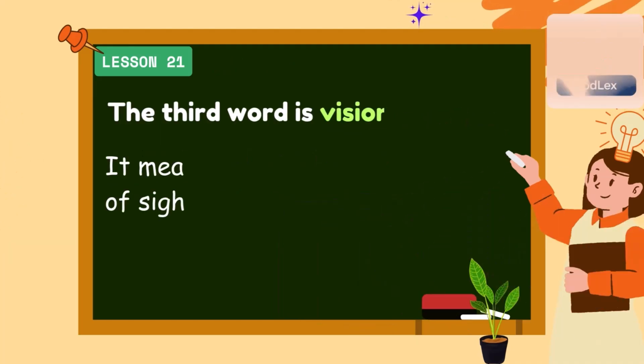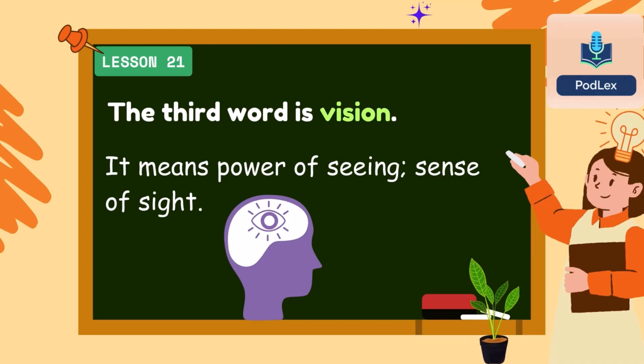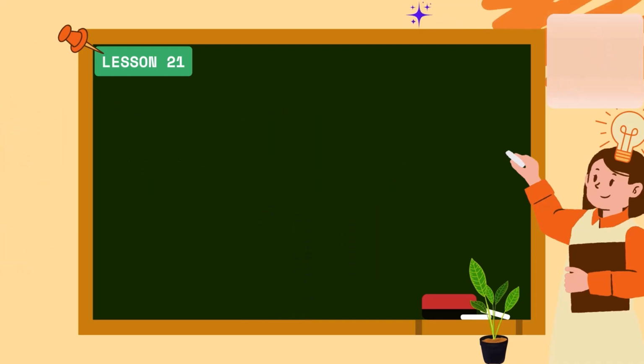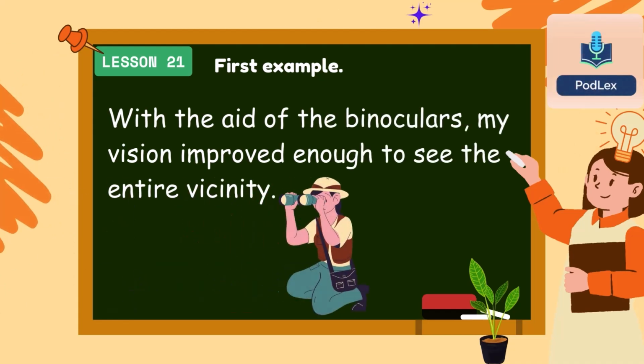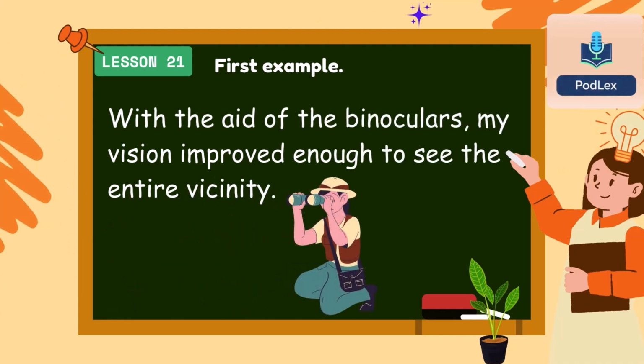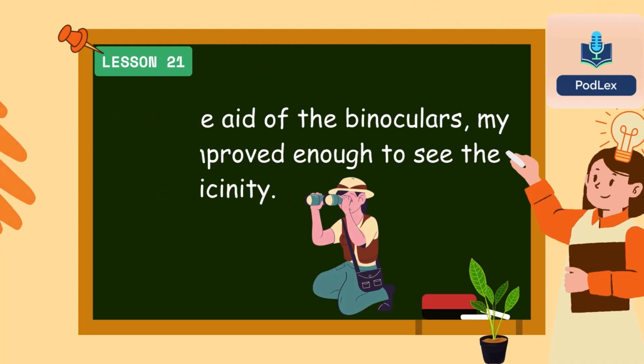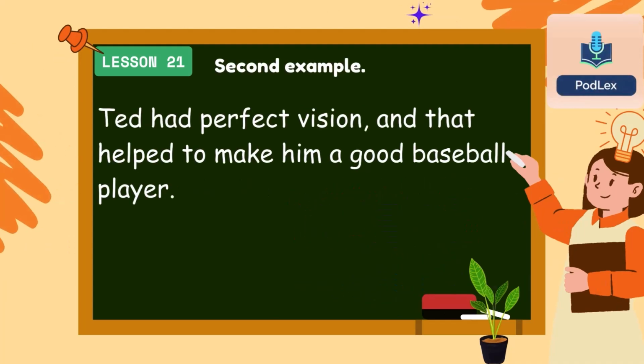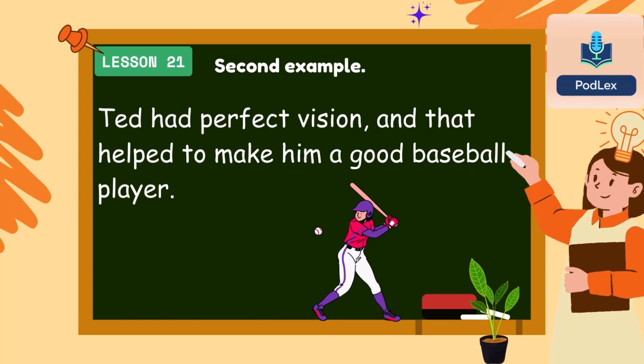The third word is vision. It means power of seeing, sense of sight. First example. With the aid of the binoculars, my vision improved enough to see the entire vicinity. Second example. Ted had perfect vision, and that helped to make him a good baseball player.